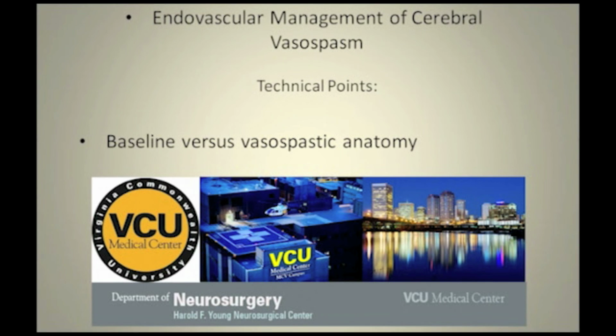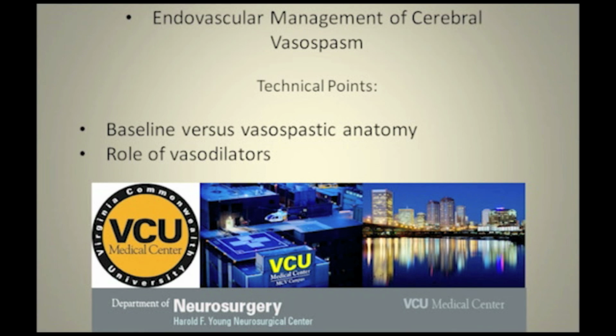It is critical to have a clear understanding of pre-vasospasm vessel diameter and anatomy. Side-by-side comparisons with the vasospastic anatomy are often helpful. Knowledge of the prior anatomy will assist with choosing angioplasty or an intraarterial vasodilator and avoiding overdilation and vessel rupture. As a general rule, we do not perform balloon angioplasty on any vessel smaller than 1.5 millimeters.